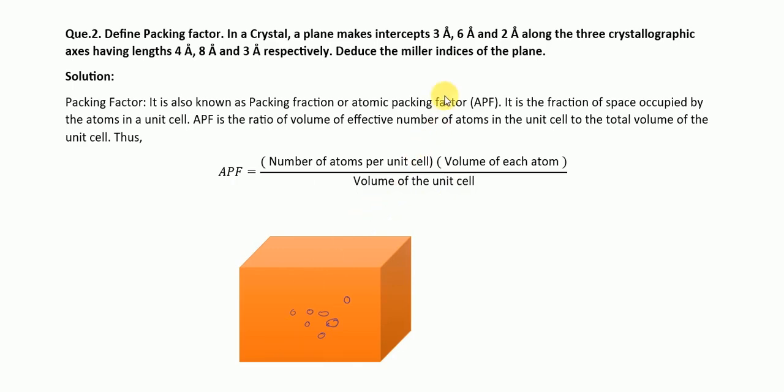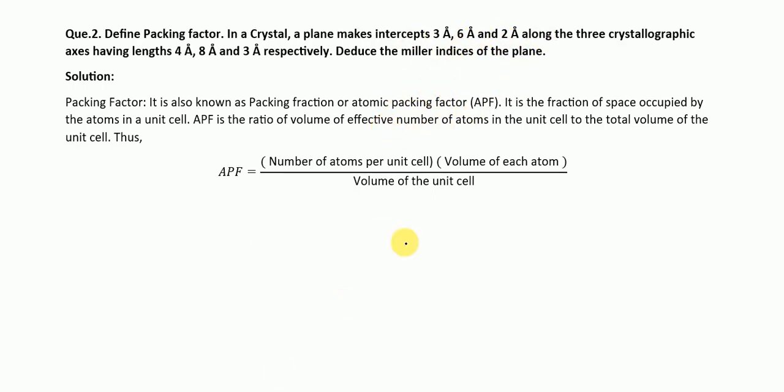Now we will move on to calculate the Miller indices for the given plane. Miller indices are a way of labeling planes within a crystal. They tell us about the orientation of a specific plane in relation with the crystal axis. So let's check what is given. We are given that the crystal's intercepts along 3A, 6A and 2A are the intercepts along x-axis, y-axis and z-axis.